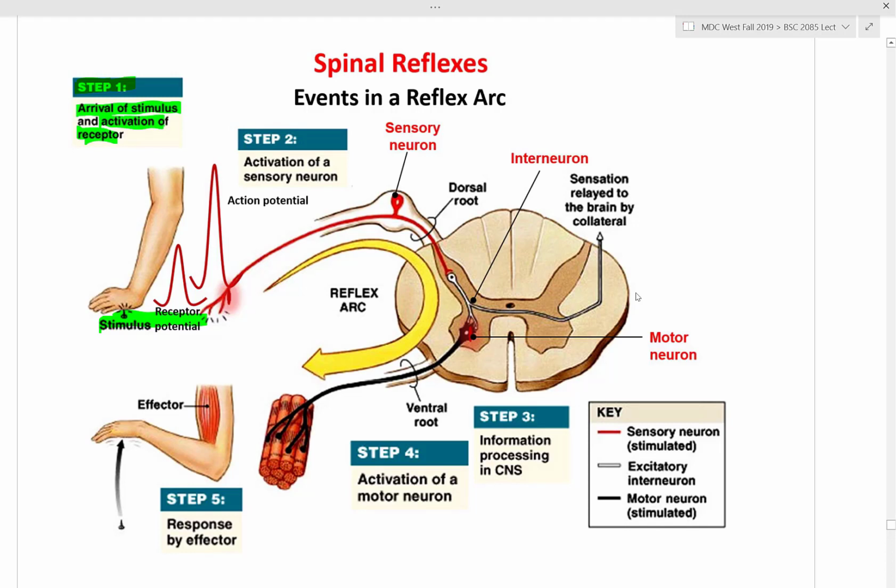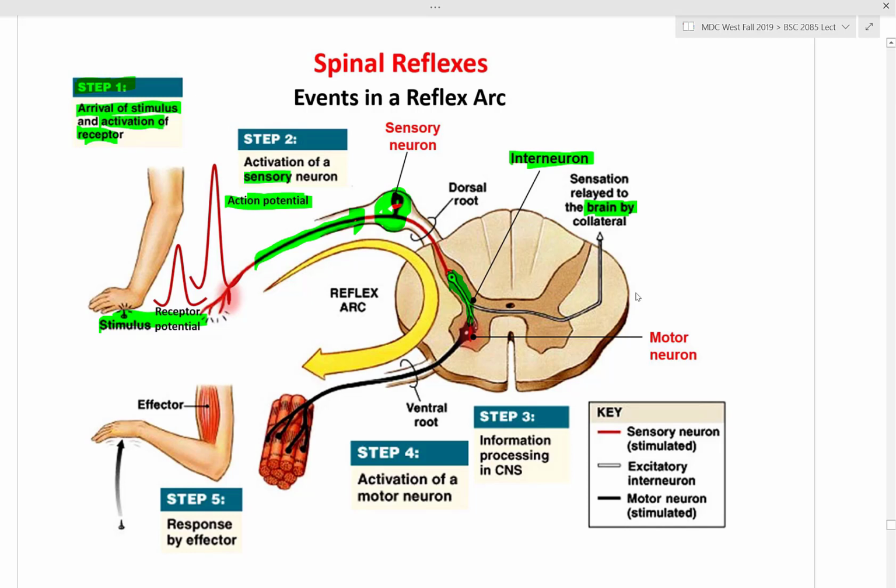There's an activation of that receptor that sends a sensory stimulus, creating an action potential that travels all the way up into your dorsal root and dorsal root ganglion, which then integrates into the spinal cord segment. This spinal cord segment will contain your interneurons. These interneurons will, one way or the other, send information to the brain.